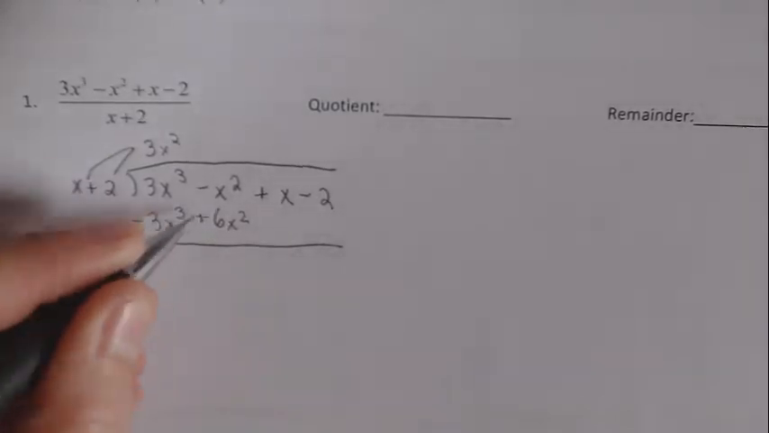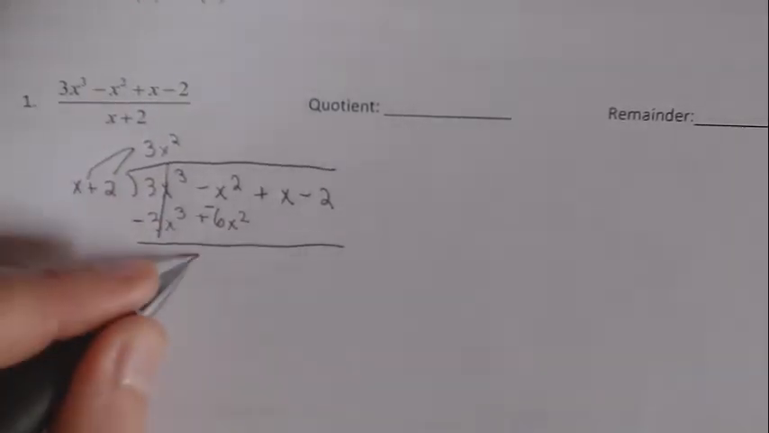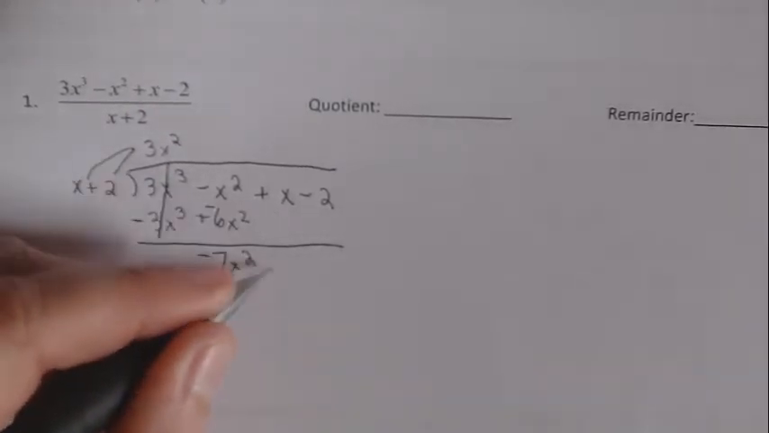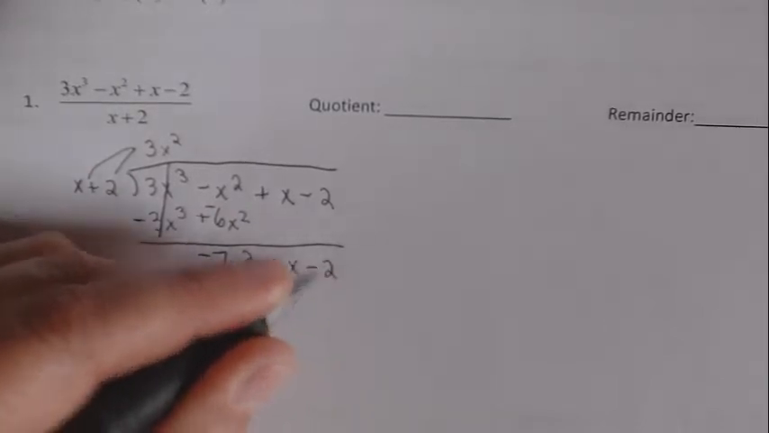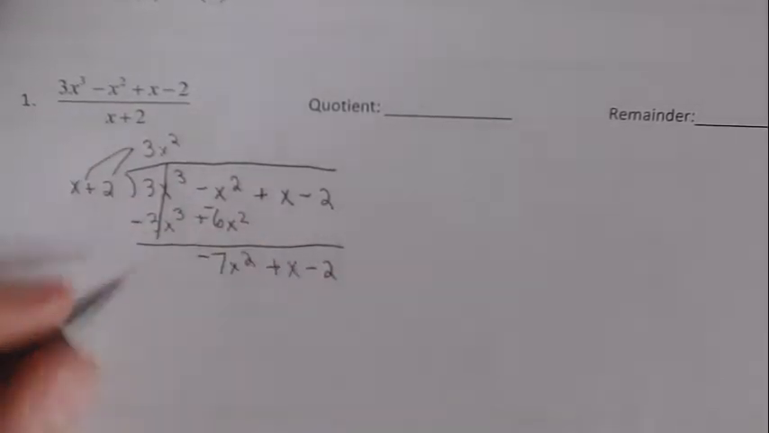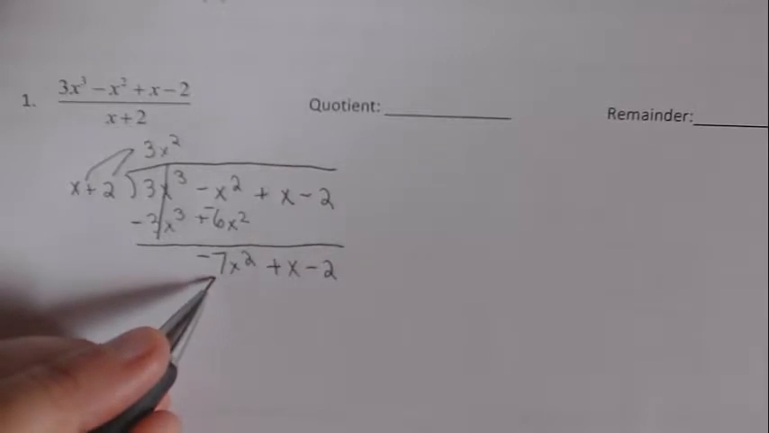Draw your line, change the signs. That's negative 7x squared. Don't forget to bring everything down. You don't want to have to keep looking up. You want to see everything right here. This is your new polynomial.